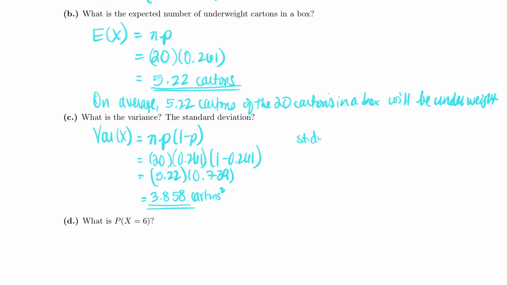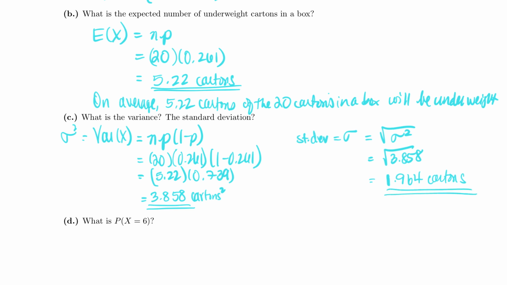And then we need to find our standard deviation here, right? Our standard deviation, which is sigma. We had our variance was sigma squared. So sigma here is going to be the square root of sigma squared, or the square root of our variance, or the square root of 3.858. So our standard deviation ends up being 1.964, and because we took the square root, this is simply cartons, not cartons squared. So that's how much we can expect our number of cartons to vary for one standard deviation. It's almost as high as 2.